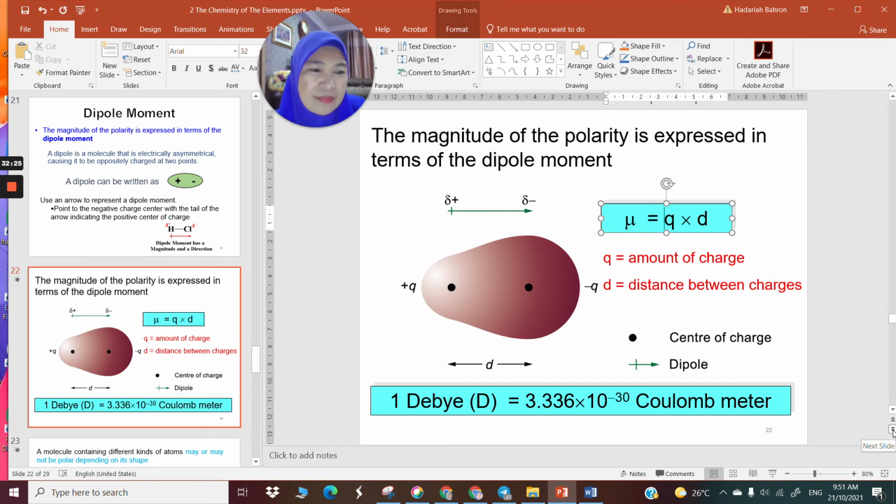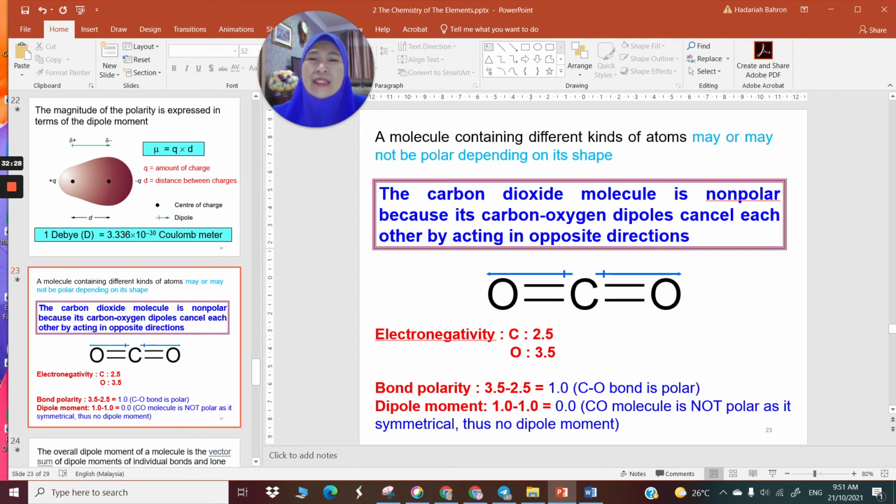Let's have a look at the next one. A molecule containing different kinds of atoms. I've repeated this many times: the bond may be polar, but if you have a molecule that is symmetrical, it contains the same polarity on the left and on the right. Even though the bonds are polar, the molecule doesn't necessarily have to be polar.